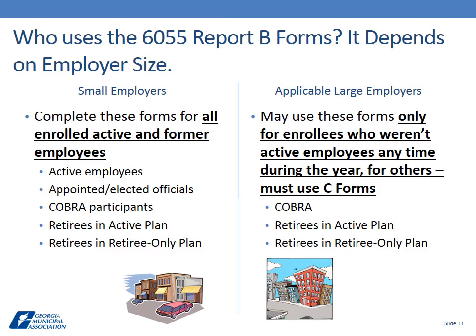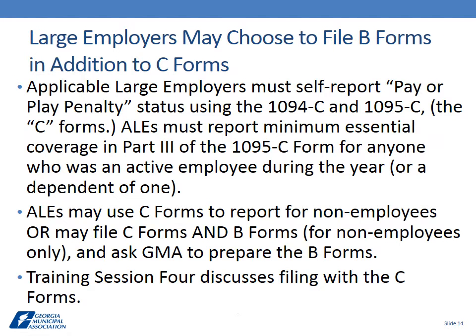Applicable large employers may only use these B forms for enrolled former employees, COBRA participants and retirees, for example. They could also choose to report that coverage using the more complicated 6056 reporting C forms instead. Large employers have a choice. They may choose to file B forms in addition to the C forms they already have to file.